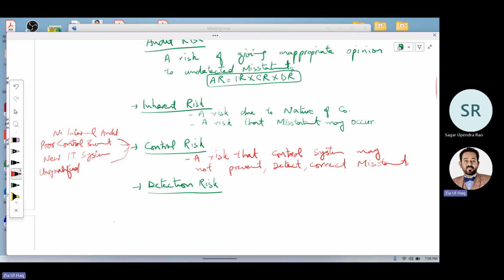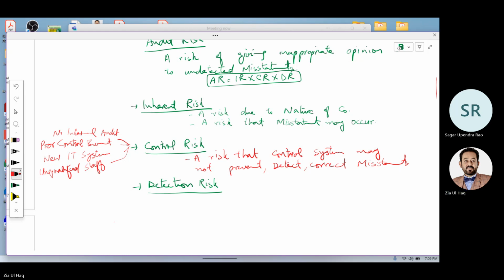We can also write here as well, unqualified staff. Due to unqualified staff, misstatements may not be prevented, detected, corrected by the system: control risk. We can write it as inherent risk, but inherent risk we have to link with the misstatement, chances of error in financial statement. We can also write it as control risk, meaning due to unqualified staff, misstatements may not be prevented, detected, corrected by the system. This will be called control risk.